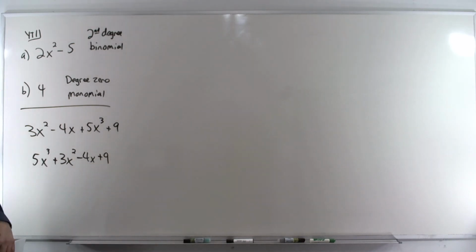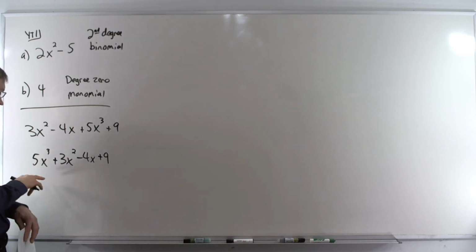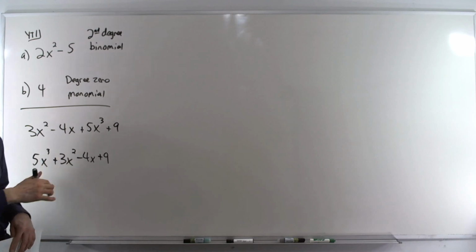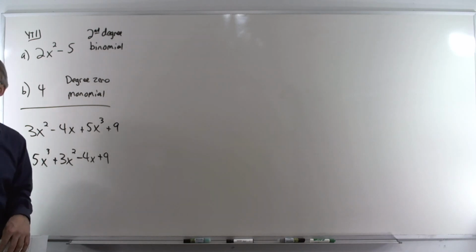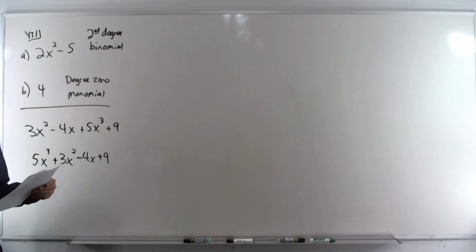Now there may be some polynomials that skip a degree. These were all in order. We might start with x to the 4th and then jump to x squared. That's fine as long as they go from highest to lowest. Your turn, number 2. Write in descending order.